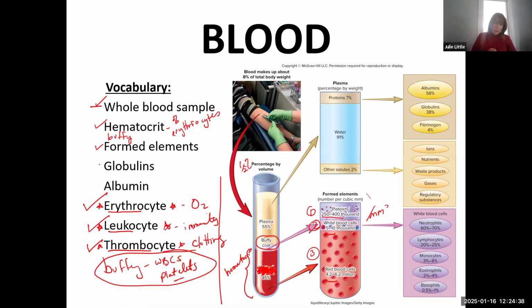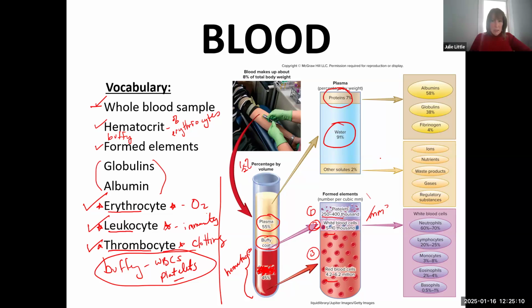All right, we've got some other vocabulary words here, but we'll get to them here in a second. Notice that plasma makes up 55% of your whole blood sample. Plasma is a liquid portion of your blood. And then if we break down what plasma is made up of, well, mostly plasma is water. But then we have a lot of proteins. That's the next highest percentage by weight. And then we have other solutes like ions. Ions are electrolytes. They're anything that carry a charge in solution.